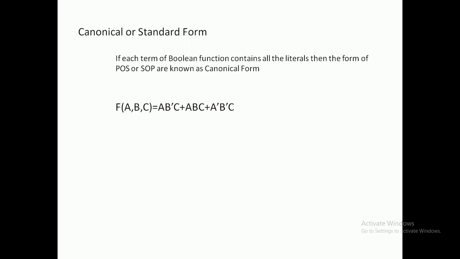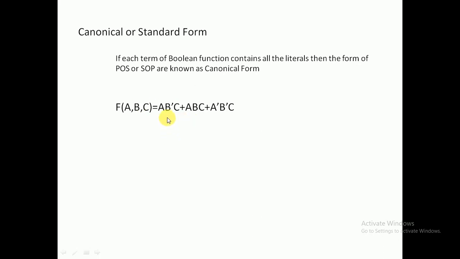f of a, b, c, this is in a standard format. How many variables are there for this function? 3 variables are there, and only 3 terms are there. You can take 4 terms, 5 terms, 6 terms, but each term should be a combination of all variables. Then only it is called a standard format. Now this is in a standard format.